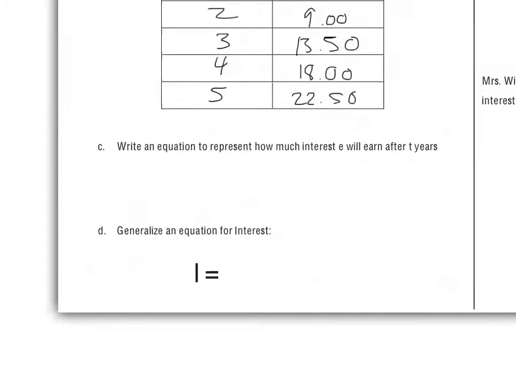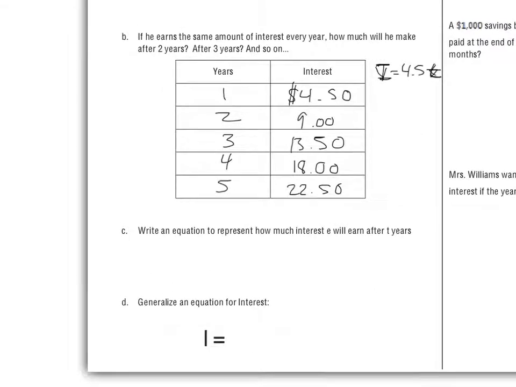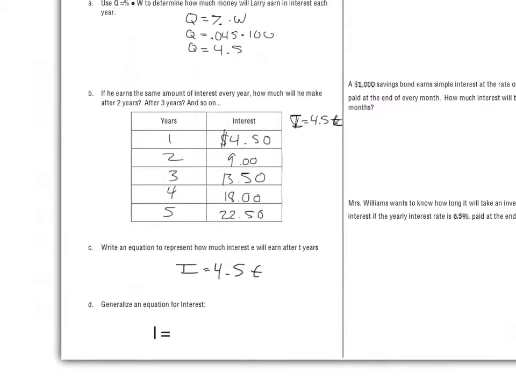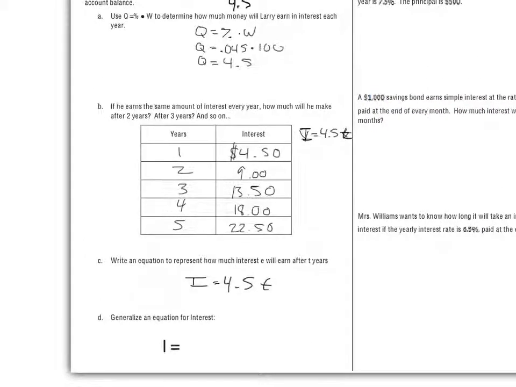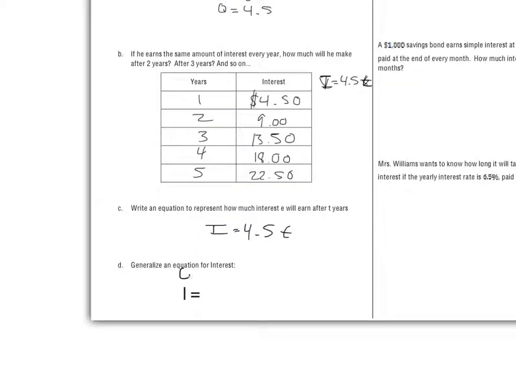So write an equation to represent how much interest he will earn after t years. Well, that's the equation that we just wrote. I is equal to 4.5 times t. And we want to generalize the equation for interest. So if we look at this, really what we did is we started with Q is equal to percent times whole, and then we multiplied it times the number of years.